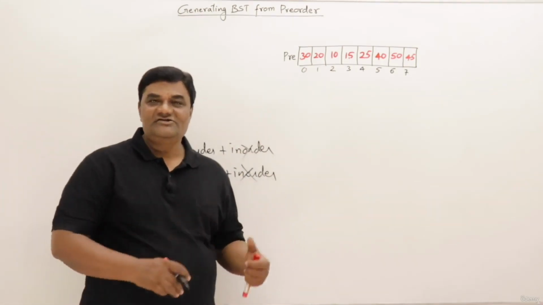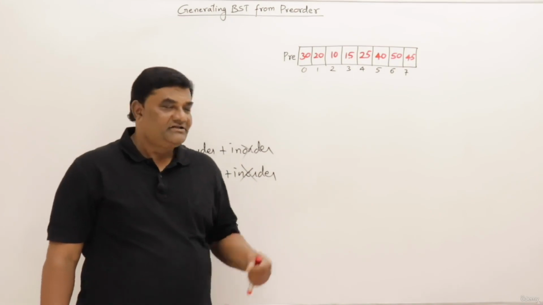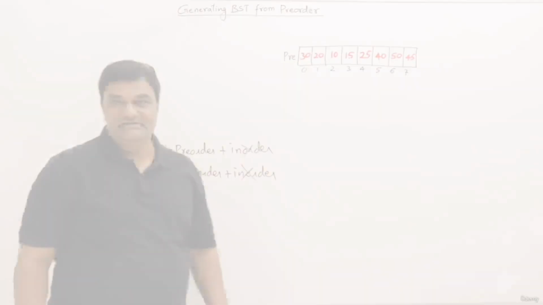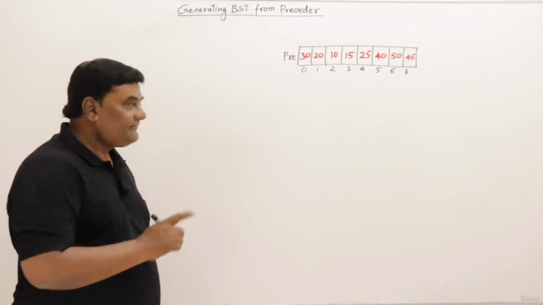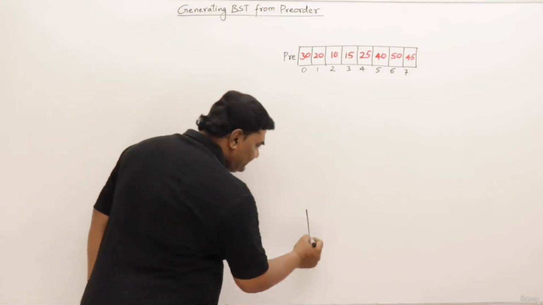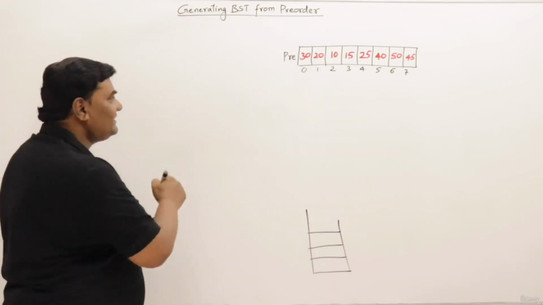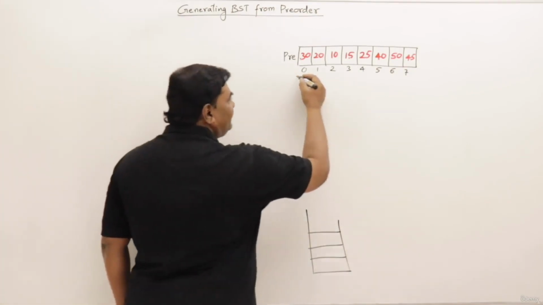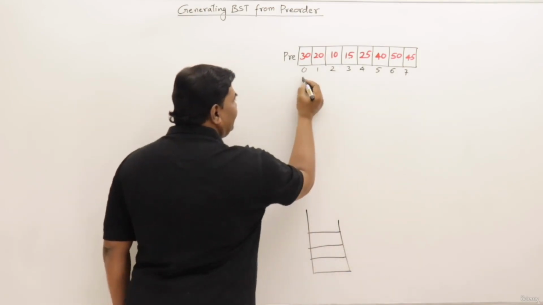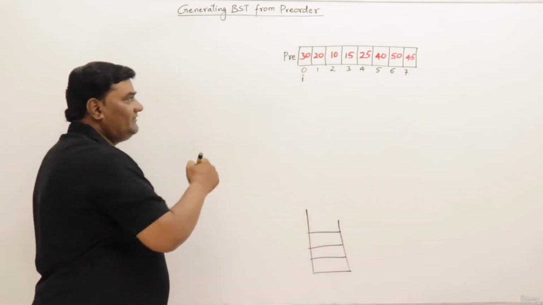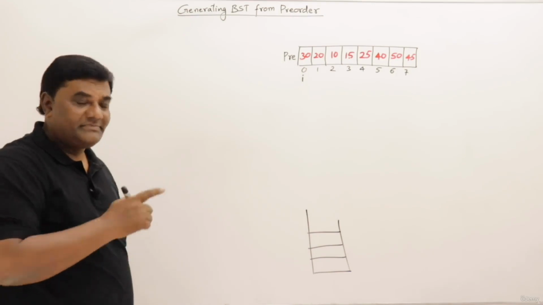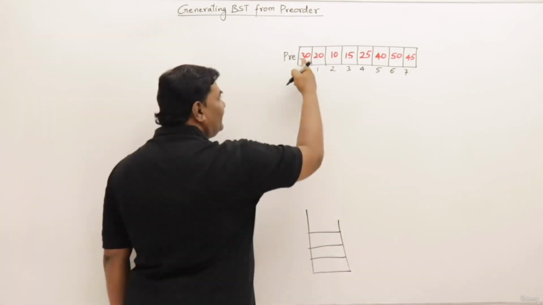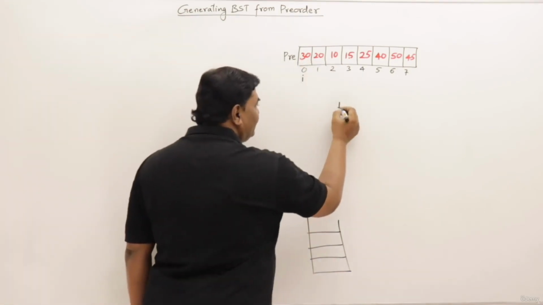Let us see how we can generate a binary search tree just using pre-order traversal. Let us create a binary search tree. For this procedure, I need a stack. So I'll take a stack. Let us start. Scan through this pre-order by taking one element at a time. So right now we are at the first element, that is pre of 0. So for the very first key, create a node.